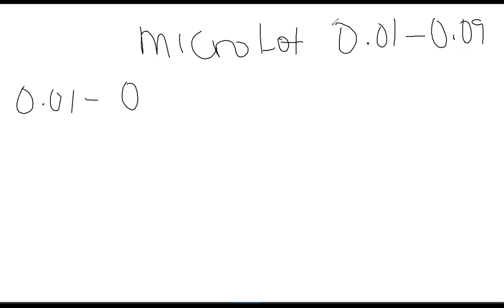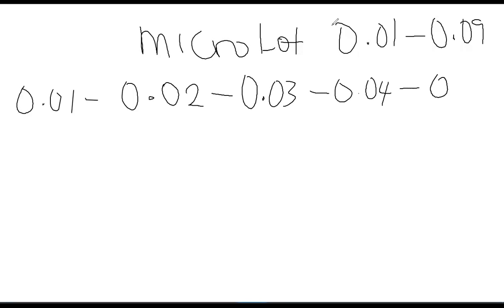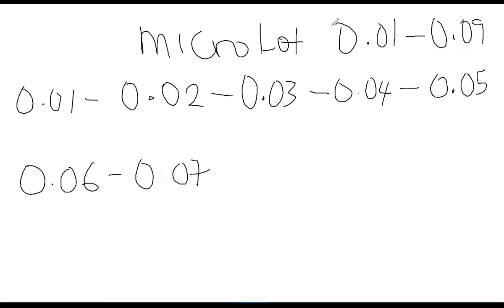So I said 0.01, we have 0.02, we have 0.03, 0.04, and we have 0.05. And we have 0.06, we have 0.07, 0.08, and we have 0.09. And I want us to fix it together.